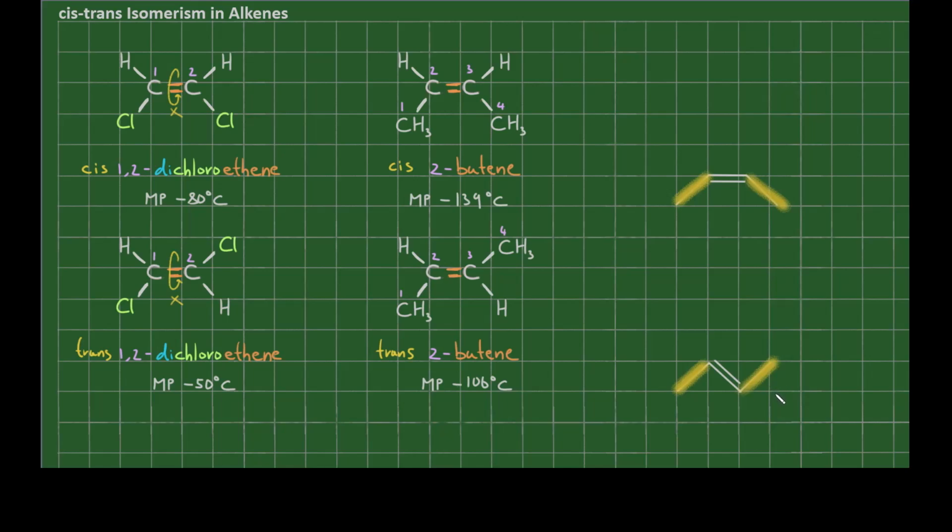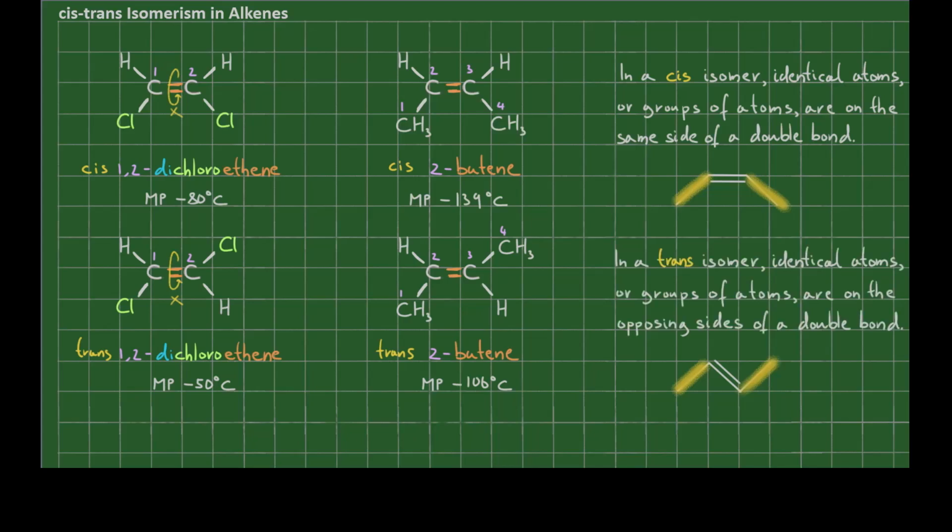So what would be a quick definition for cis and trans isomers? In case of cis isomers, we are talking about compounds where identical atoms or groups of atoms are on the same side of the double bond. And when it comes to trans isomers, the identical atoms or groups of atoms are now on the opposing sides of a double bond.